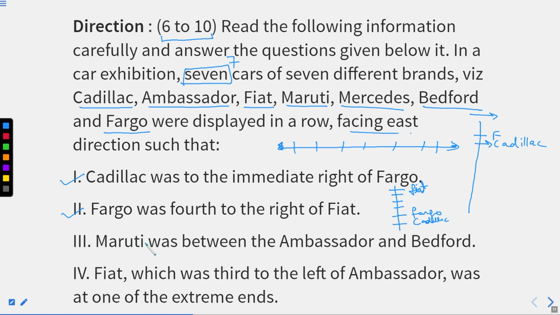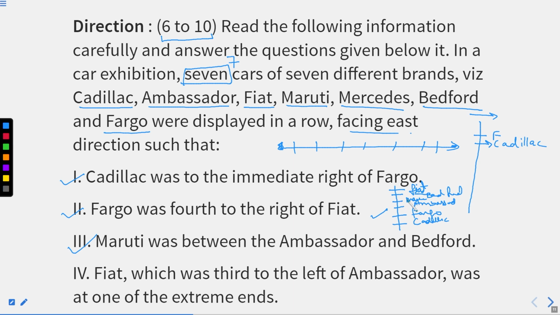Now Maruti was in between Ambassador and Bedford, right? So let's say here we have Maruti, on one side we have Bedford, and on the other side we have Ambassador. I hope there is no problem in this. So with the help of the third instruction, we are able to reach this conclusion.